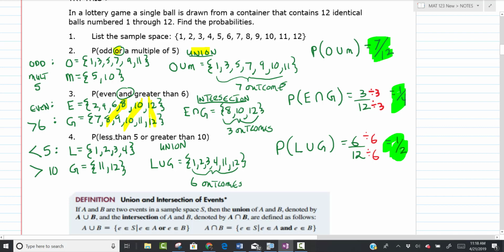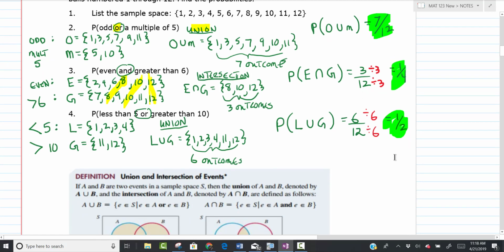Next one, probability less than 5 or greater than 10. Okay. Less than 5 would be 1, 2, 3, 4. Greater than 10 would be 11 and 12. Again, it's an OR problem, so you should figure out that it's a union. The union of these two sets, join them together: 1, 2, 3, 4, 11, 12, no repetition. 6 outcomes, so you have a 6 out of 12 probability. Divide by 6, you get 1/2. All right, that's how it goes. What do you think? Okay, all right.